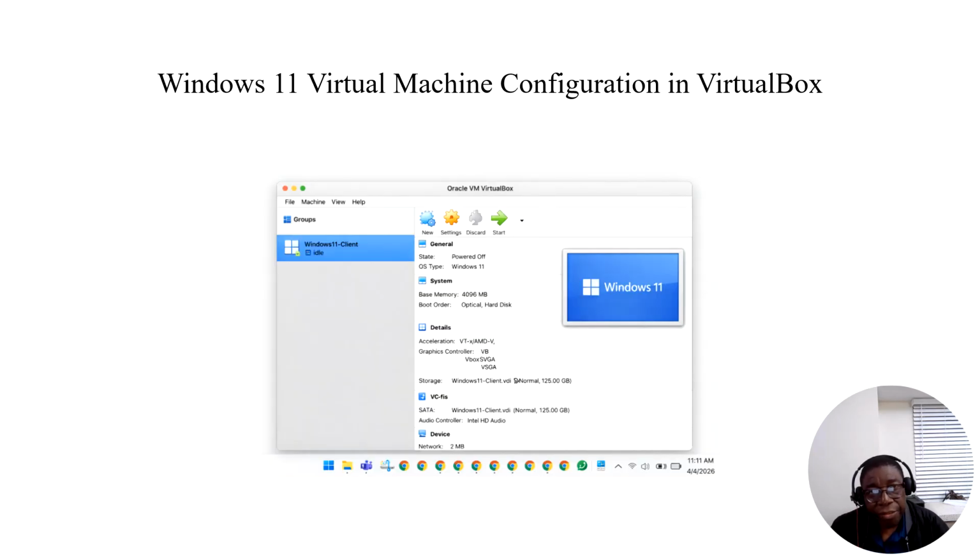On this slide, it shows the successful creation of a Windows 11 virtual machine in Oracle VM VirtualBox. The configuration includes allocated memory, storage capacity, and processor settings required for optimal performance. At this stage, the machine is powered off, indicating that it is ready for initialization and further configuration, such as joining a domain and participating in network activities.